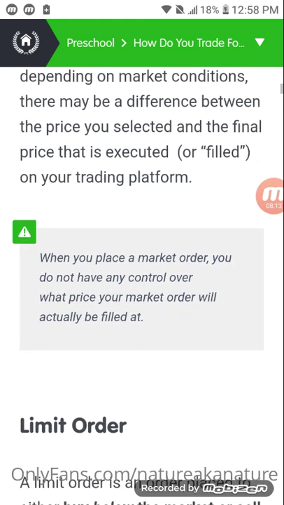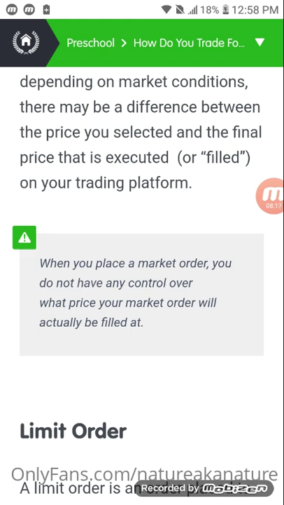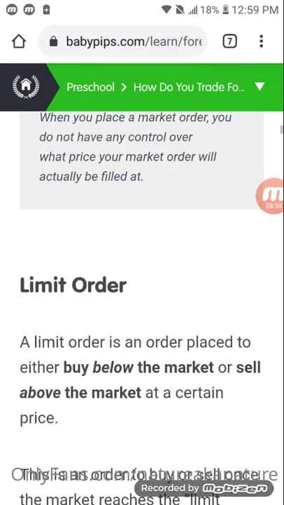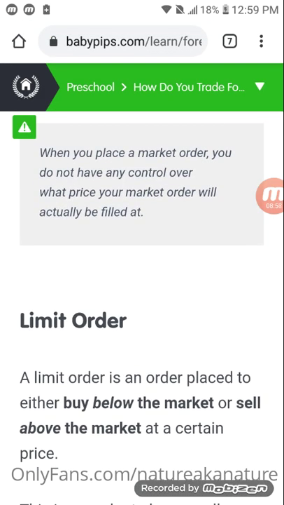So when you place a market order, you do not have any control over what price your market order will actually be filled at. So that's what a market order is. A market order is when you just go into the MetaTrader 4 app and you buy or sell at the ask and bid price that the current broker has provided for you. You have no control over that. Those are the ask and bid prices that the brokers have provided for you. So you have to get in at their ask and bid prices. There's no way around that unless you put a limit order in, and we'll explain that right now. But that's how the market order works.